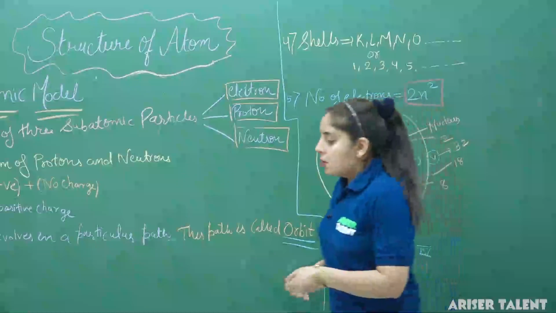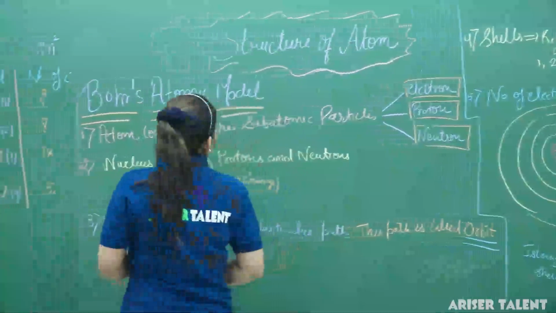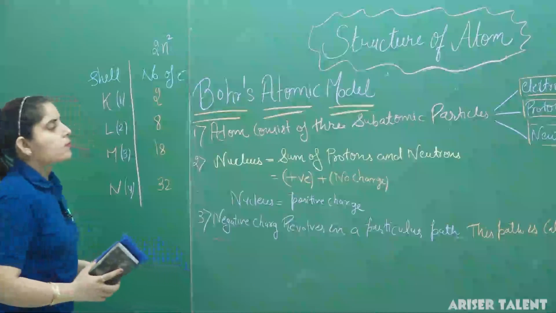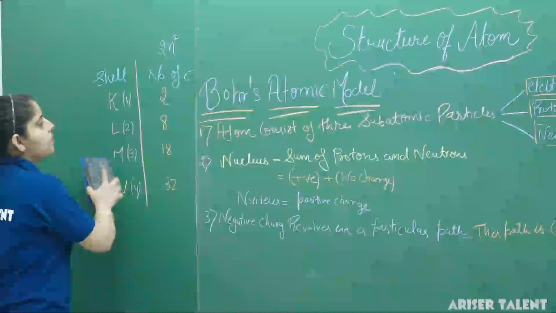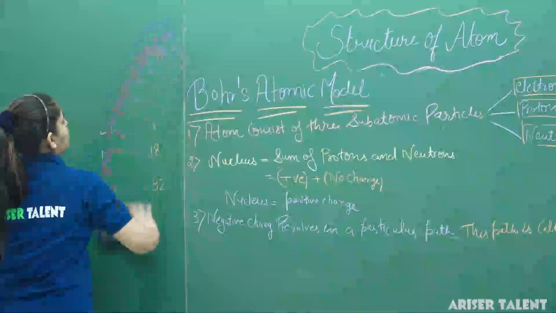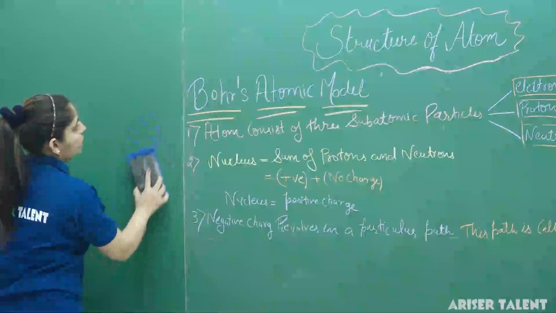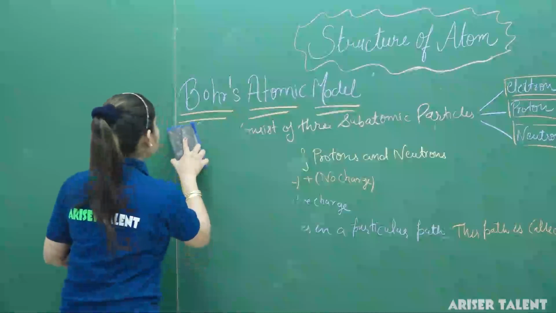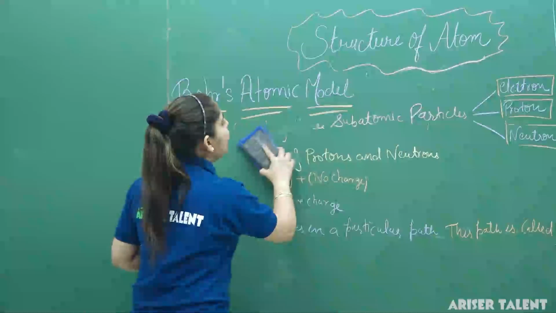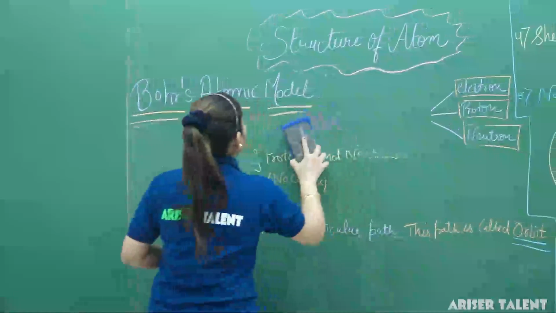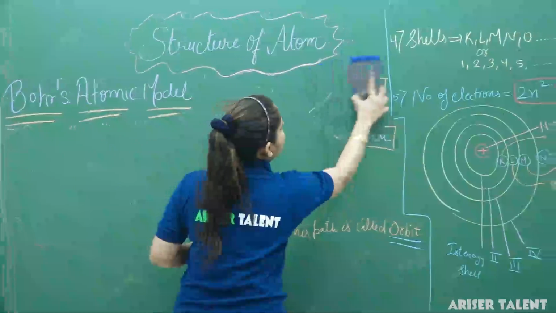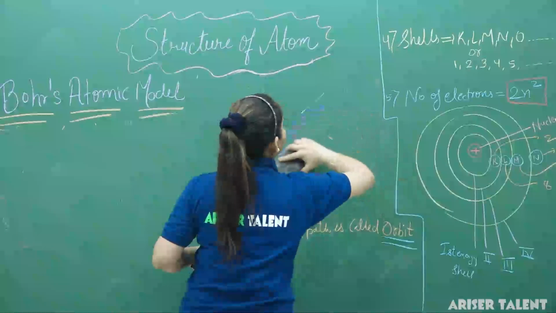Now we come to the next postulate of Bohr's atomic model. What will be the next postulate? The next postulate of Bohr's atomic model is that energy will be absorbed or released when the electron jumps from lower to higher or higher to lower.